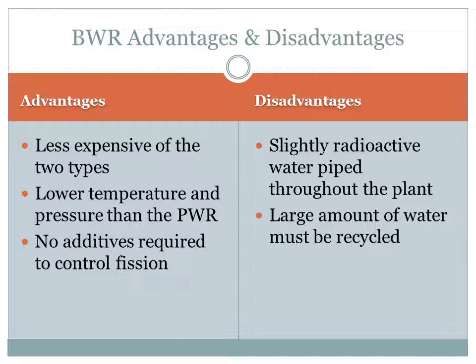Here are the advantages and disadvantages of the boiling water reactor. Advantages include less expensive of the two types, lower temperature and pressure than the pressurized water reactor, and no additives required to control fission. All you need are the control rods. Disadvantages are slightly radioactive water being piped throughout the plant, which is the water being pumped from the reactor to the turbine and back, and large amounts of water must be recycled.